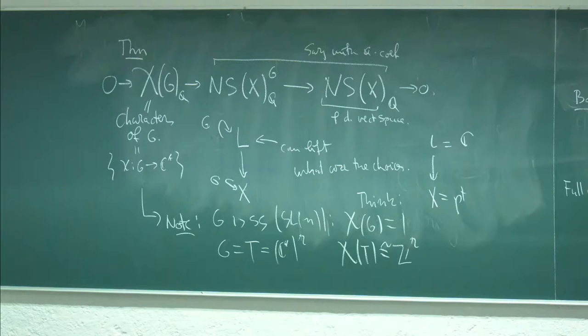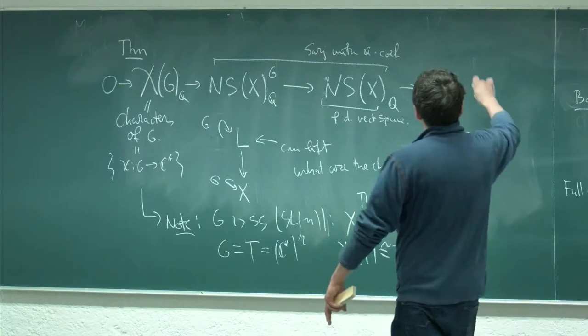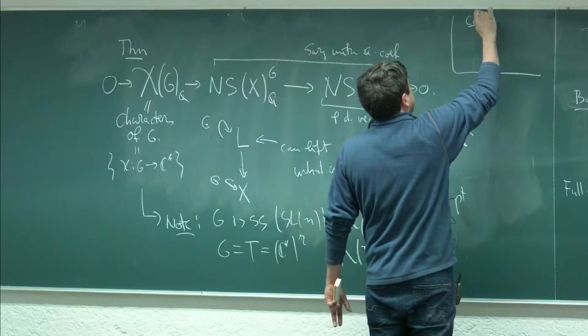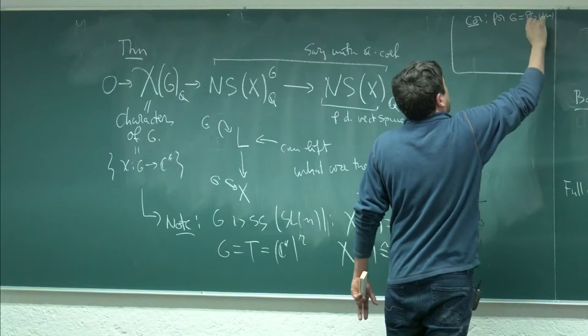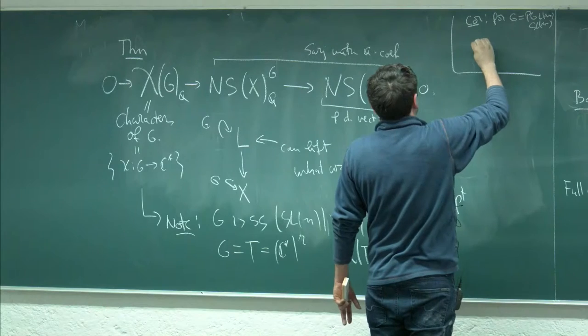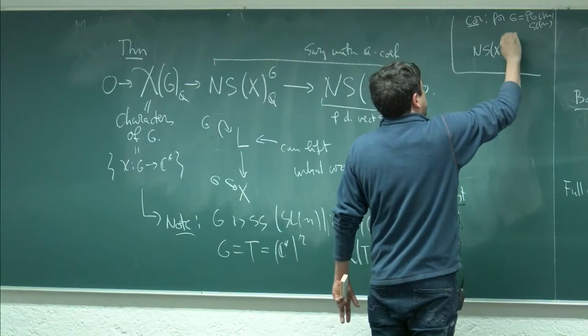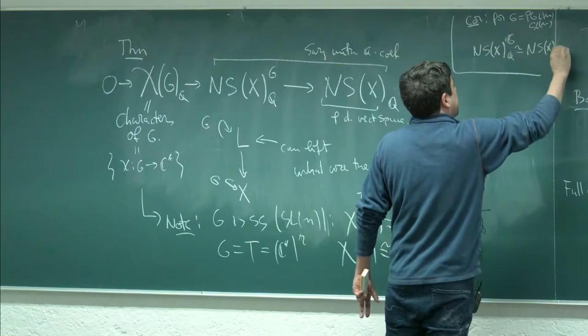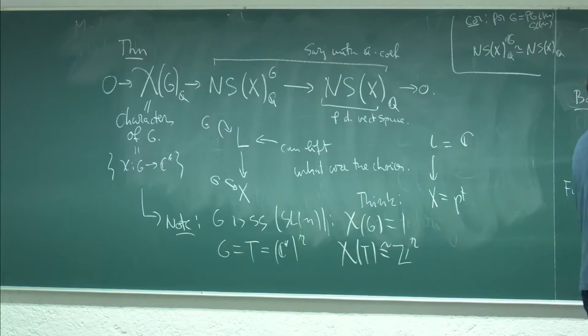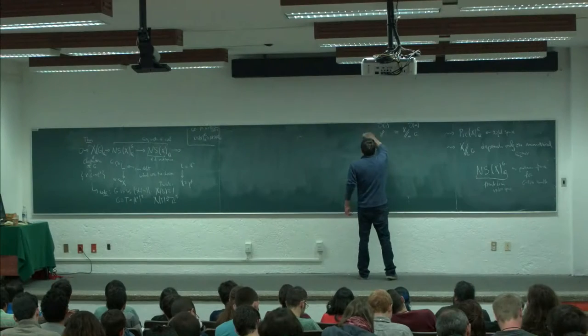So we understand the situation very well. In particular, let me put it as a corollary: for G equals PGL_N or SL_N, NS(X)_Q^G is isomorphic with NS(X)_Q. So basically, if you work in the standard situation of moduli, where you mod out by PGL_N, there is no difference between linearizations and ample line bundles.